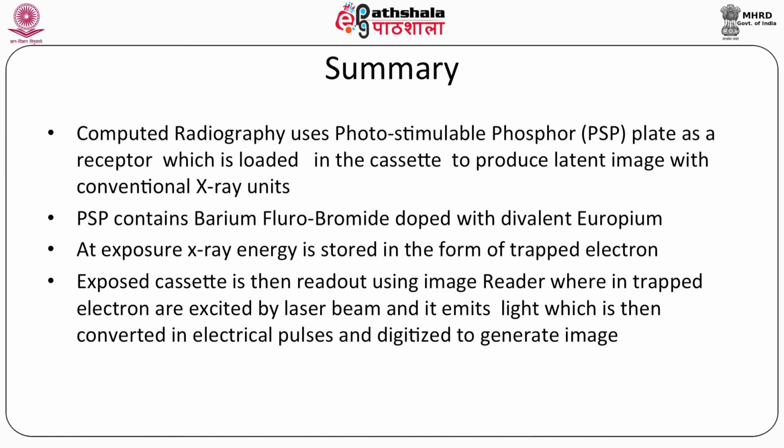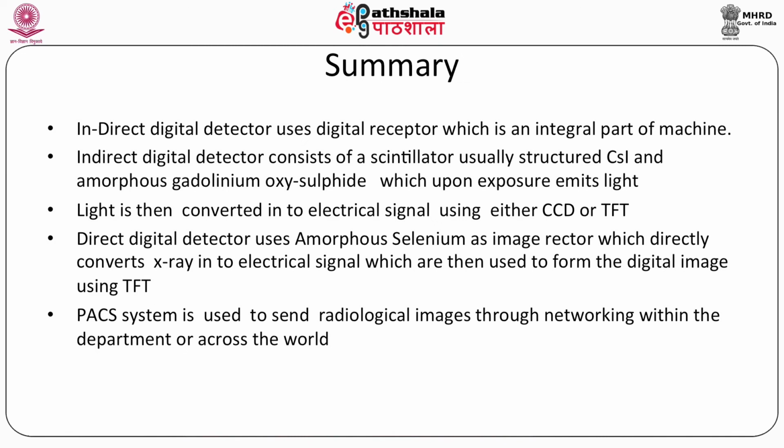The PSP, photostimulable phosphor plate, contains barium fluorobromide activated with europium. So when exposure is made, the data is stored in the form of trapped electrons in the F center. When the cassette is exposed, it is read out using an image reader, wherein trapped electrons are excited by the laser beam, and with this light is emitted, which is then converted into an electrical signal by using CCD or TFT.